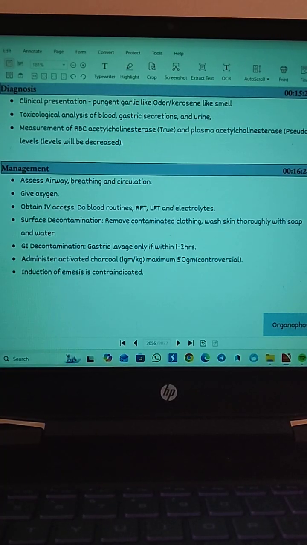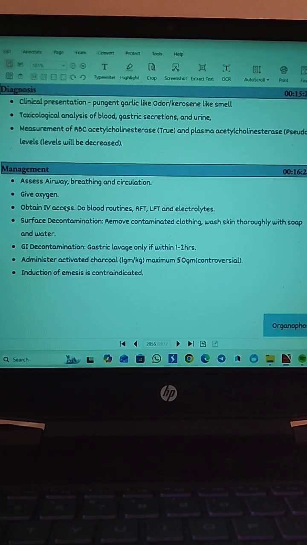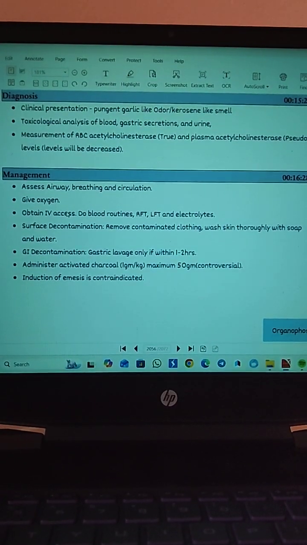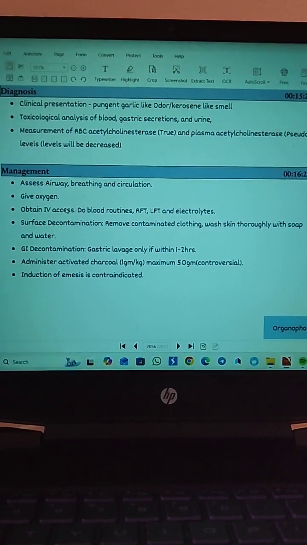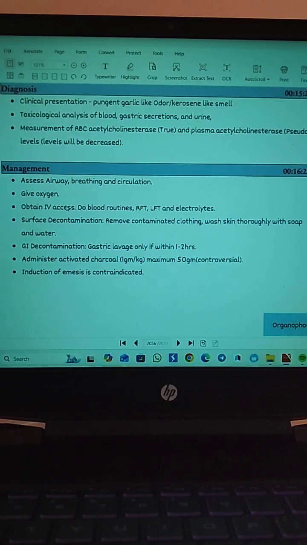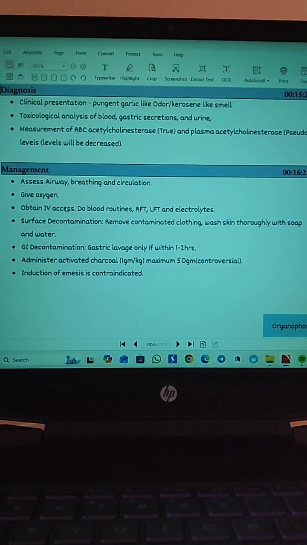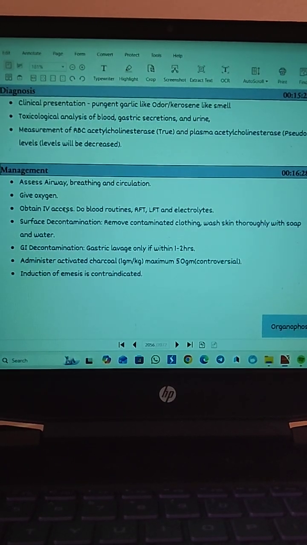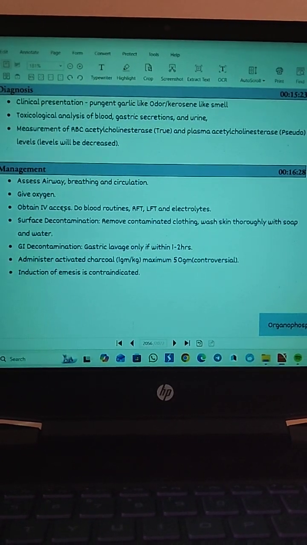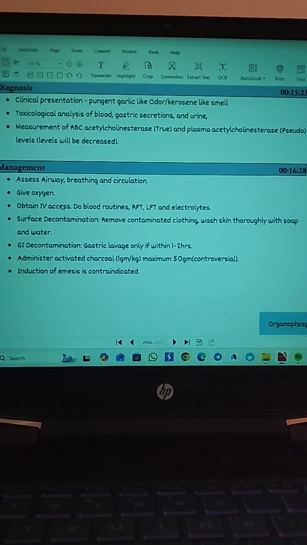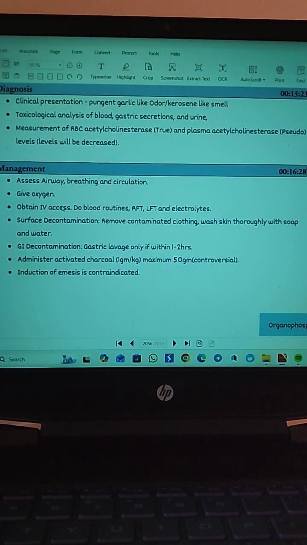So first assess airway, breathing and circulation, then give oxygen, then obtain IV access and send blood routines, RFT, LFT and electrolytes. Then do the surface decontamination by removing the contaminated clothing and washing the skin thoroughly with soap and water. After that, do the GI decontamination by gastric lavage, only within 1 to 2 hours of the patient coming. Then administer activated charcoal, maximum 50 gram.